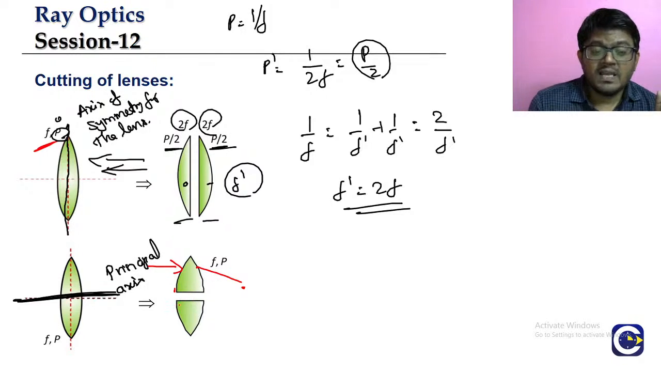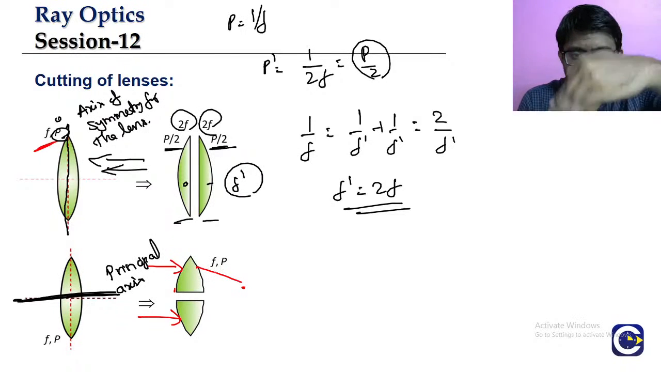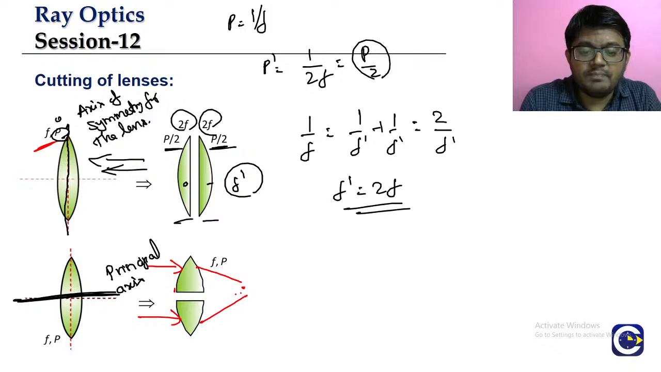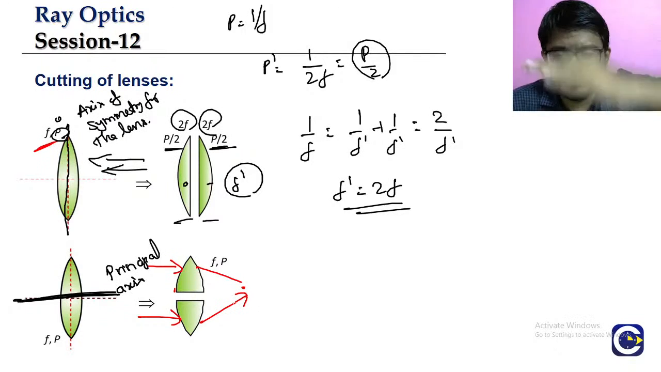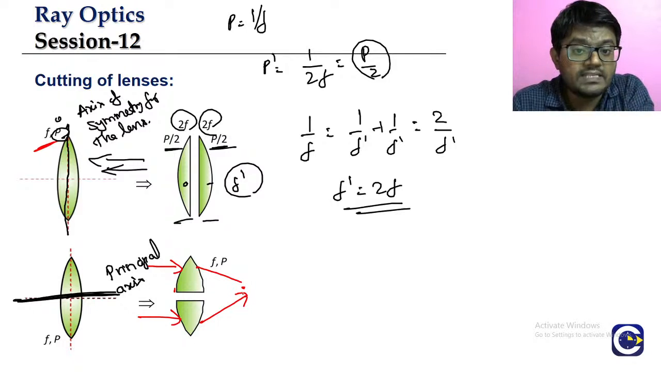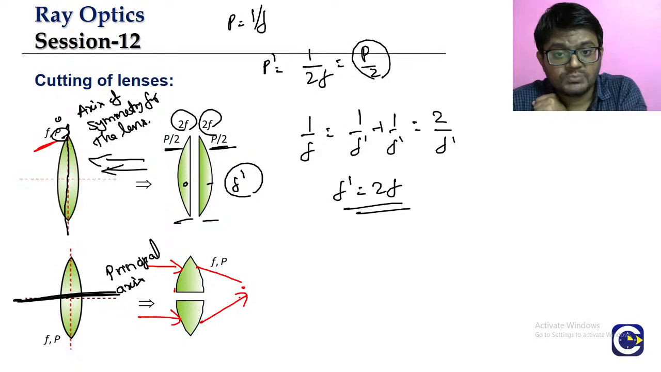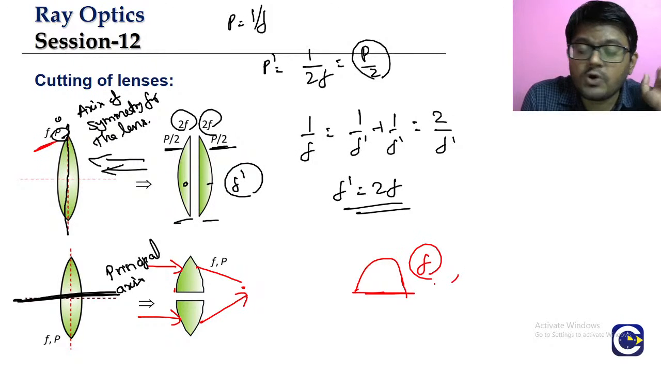Okay. But the thing is, if the upper part is bending the rays one way, the lower part will bend the rays in exactly the opposite manner. That is the difference between the upper part and lower part. But they would be focusing the light rays to the same point, which means if you take each of these parts separately, each of them will have the same focal length.